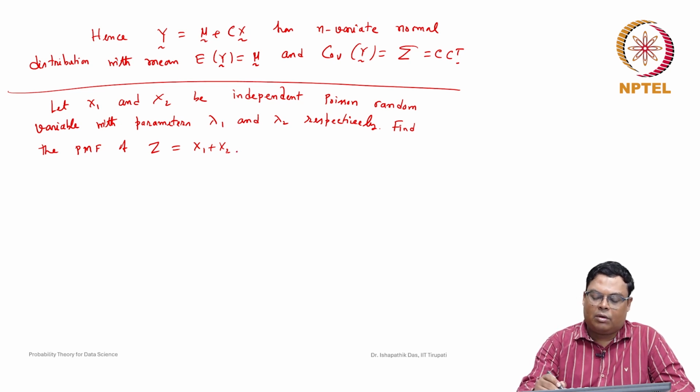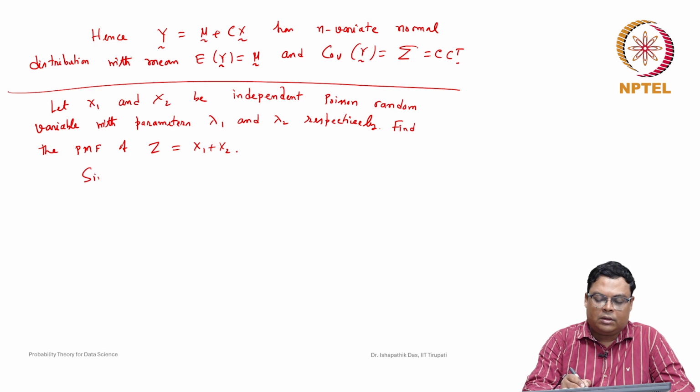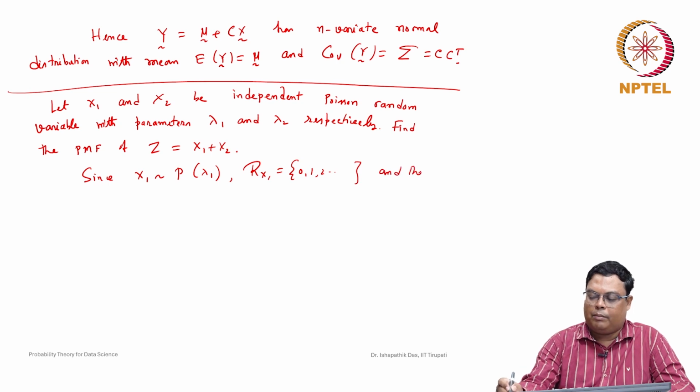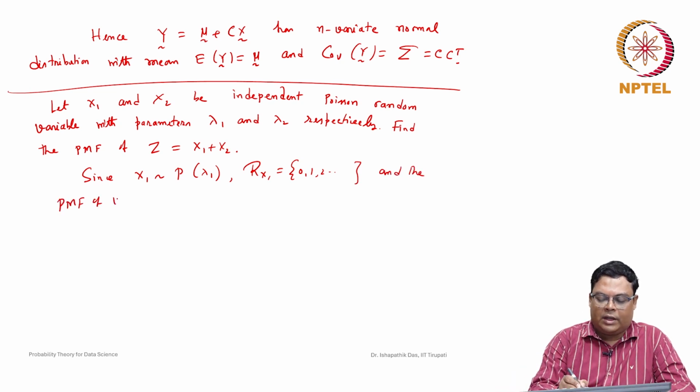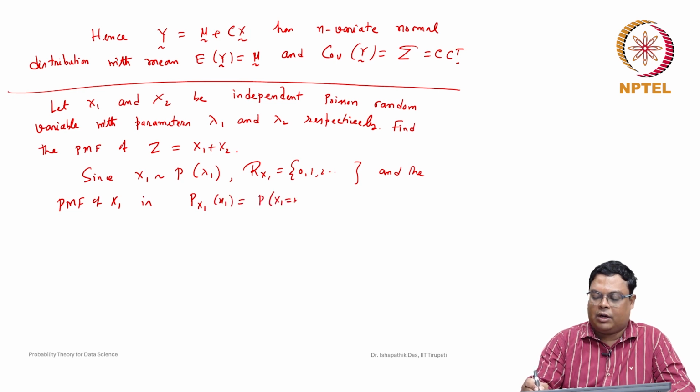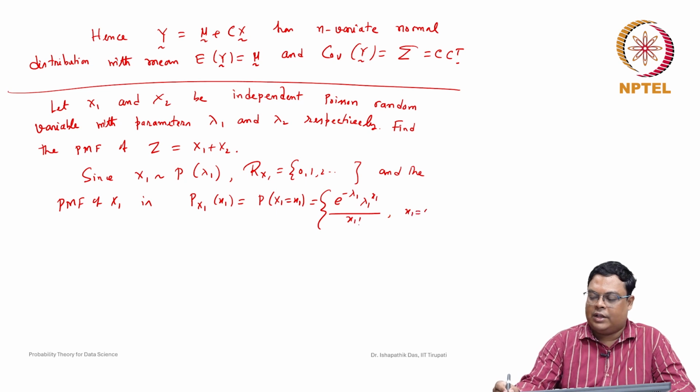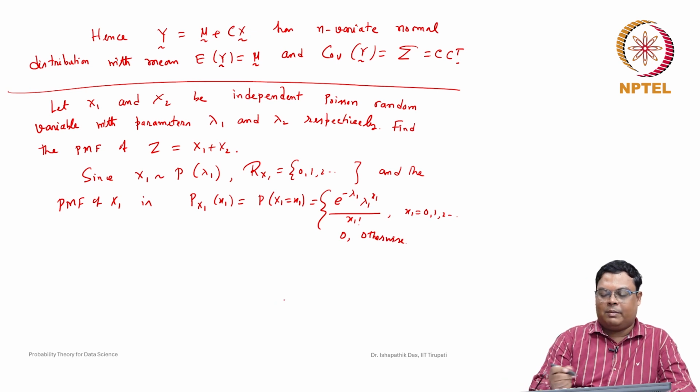Let us do it directly. So how will be the range? Since x1 has Poisson distribution with parameter lambda 1, the range of x1 will be 0, 1, 2 like this, and the probability mass function of x1, p of x1, the probability that X1 is equal to x1, can be represented as e to the power of minus lambda 1 times lambda 1 to the power x1 by x1 factorial, whenever x1 is 0, 1, 2 like this, and equal to 0 otherwise.